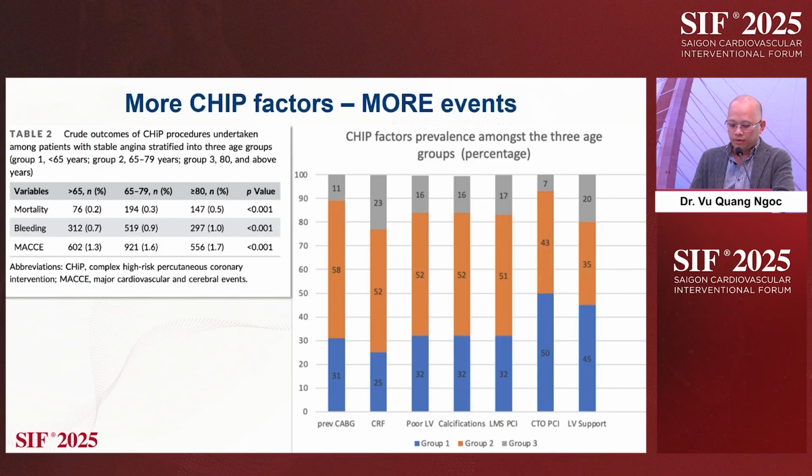So why does CHIP matter? Because the more CHIP factors we have, the more adverse events we will face in daily practice. As you can see, if the patient has more CHIP factors, they will face higher mortality rates, a higher bleeding risk, and the total MACE is also increasing significantly. And the CHIP factor fluctuates across different age groups, like less than 65, 65 to 75, and more than 75 years old, and varies among age groups.